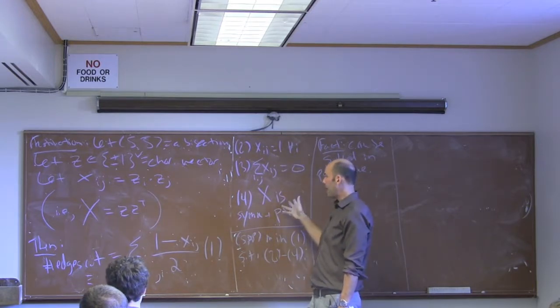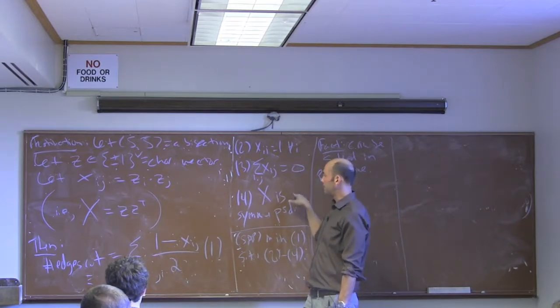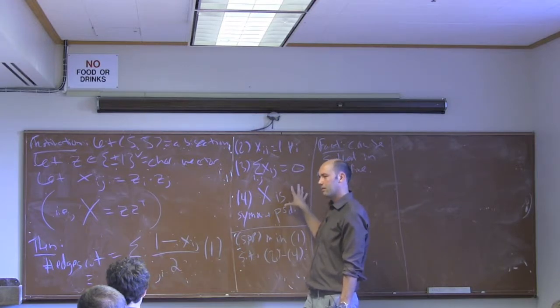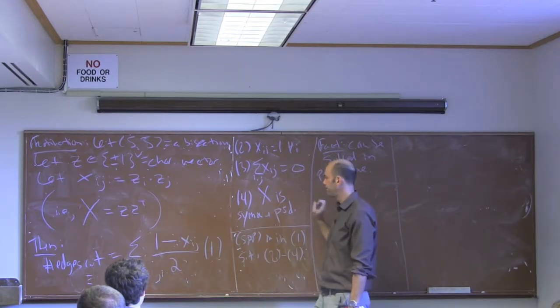I'll leave it for you to check that if in fact X is rank 1, then in light of these other constraints, is this true? I don't think it was true. I think it's true that if you get back a rank 1 solution, then the only way that can happen is if it's actually minus 1s and 1s. But I'll have to think about that.